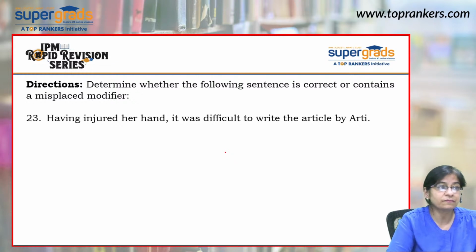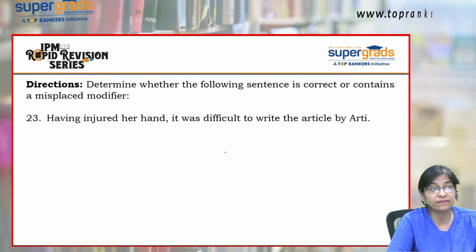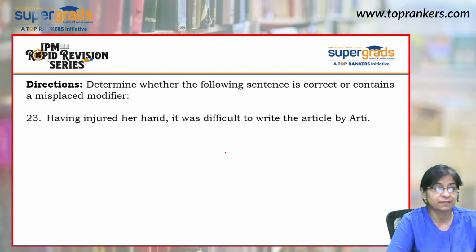Now, you have to find out the error or you have to suggest if the sentence is okay. Having injured her hand, it was difficult to write the article by Aarti. Now, whose hand do you think was injured?